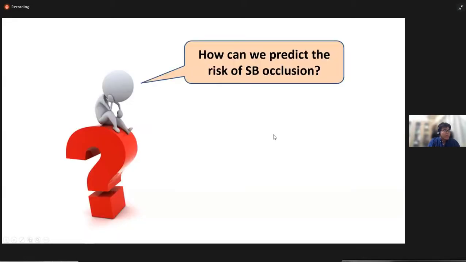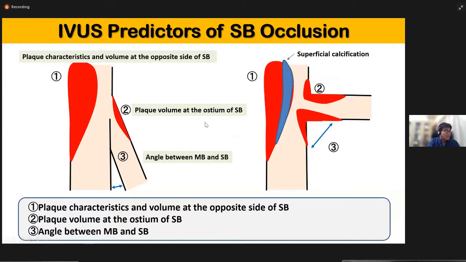So how can we predict the risk of side branch occlusion? The answer is so simple, IVUS. Here are my IVUS predictors of side branch occlusion. There are 3 components. One is the plaque characteristics and volume at the opposite side of side branch. Number 2 is plaque volume at the ostium of side branch. And number 3 is the angle between the main branch and side branch.